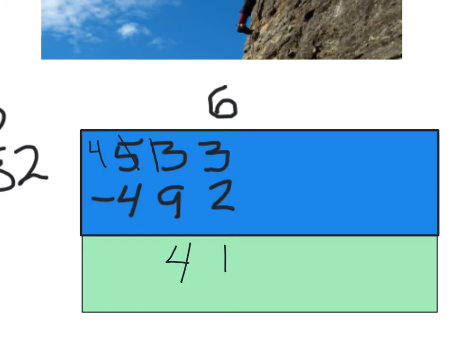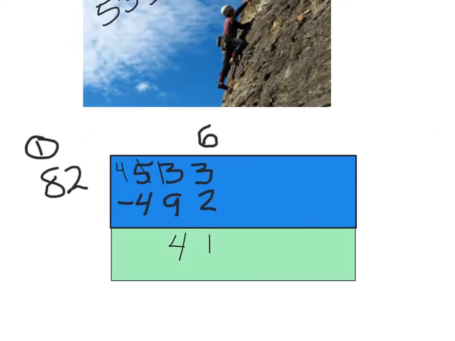And then you always want to check to make sure. 41 is smaller than 82, so I'm good to keep moving on here. Now, normally you would just put the 41 as a remainder up here, remainder 41. But I don't want to do that because I want to work it out through the decimal.